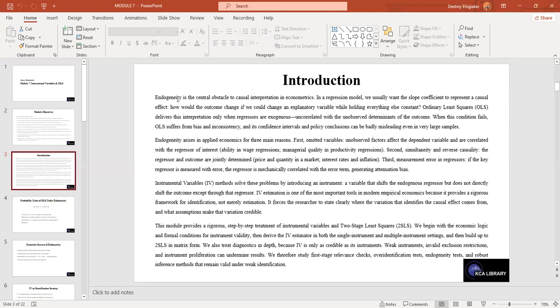We also treat diagnostics in depth because IV is only as credible as its instrument. Weak instruments, invalid exclusion restrictions, and instrument proliferation can undermine the results. We therefore study first stage relevance, over-identification tests, endogeneity tests, and robust inference methods that remain valid under weak identification.